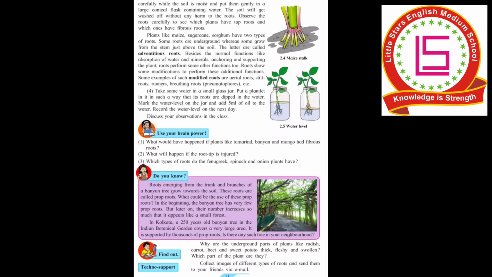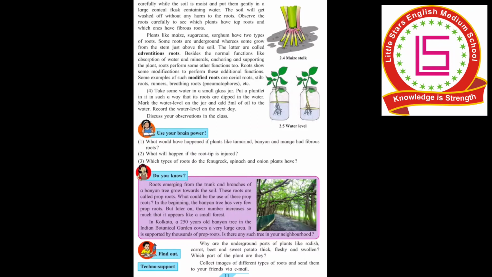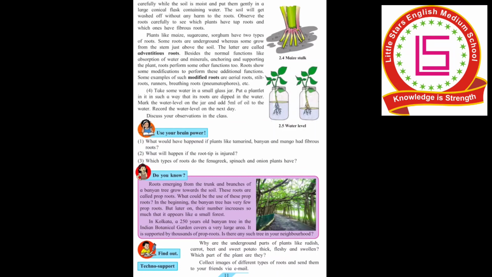Besides the normal functions like absorbing water and minerals, anchoring and supporting the plants, roots also perform some other functions. Roots show some modifications to perform some additional functions. Some examples of modified roots are the aerial roots, stilt roots, runners, breathing roots, etc.